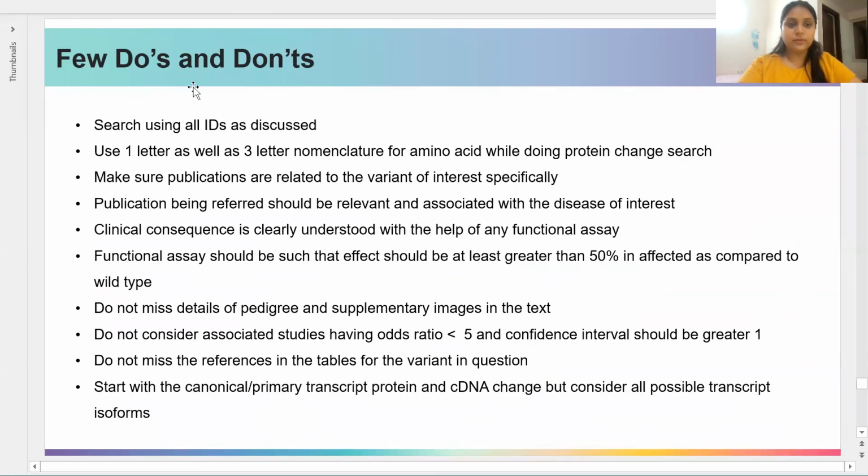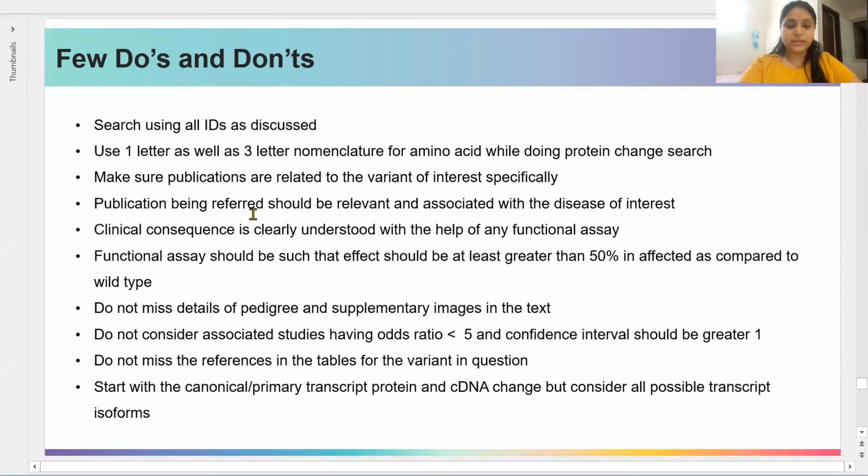Before you go, there are a few do's and don'ts again, like we described in the earlier session. You have to search using all IDs as we discussed earlier. You have to use 1-letter as well as 3-letter nomenclature for amino acids while doing the protein change search. You have to make sure that the publications you're searching are related to the variant of interest specifically. For this, you can check the abstract, or look into the keywords, to see whether they mention the variant or not.